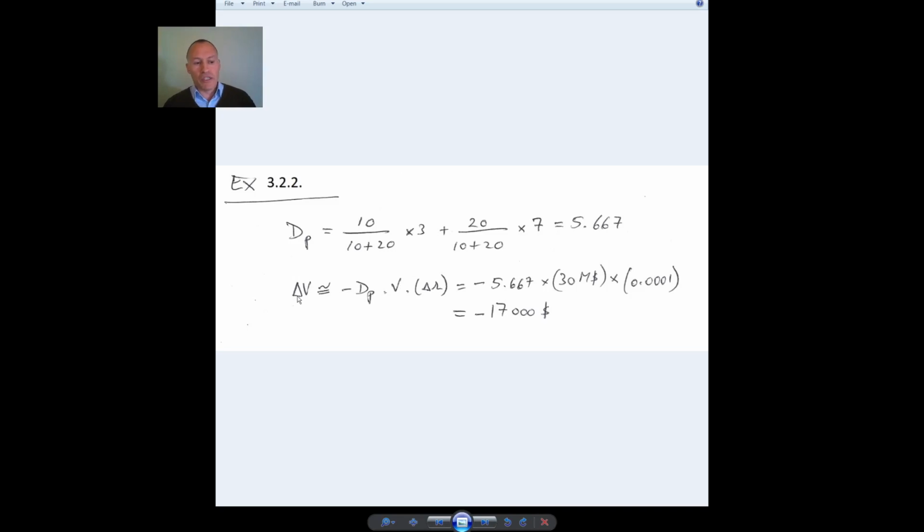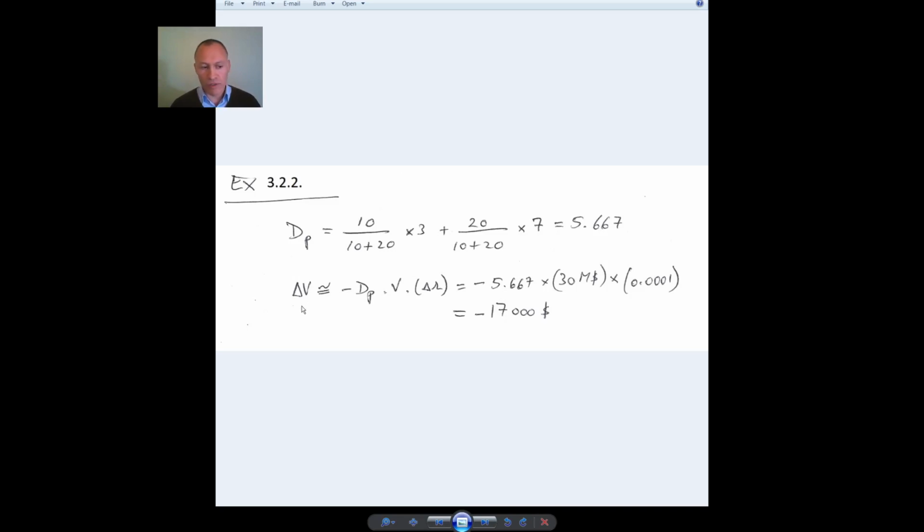So what is the change in the portfolio value if interest rates change? The same type of expression as we saw in the previous example. The duration of the portfolio comes in at 5.667, the total value of the portfolio is 30 million, and the same 1 basis point increase in interest rates. So if interest rates increase by this, the portfolio value decreases by $17,000. These are just very simple examples.